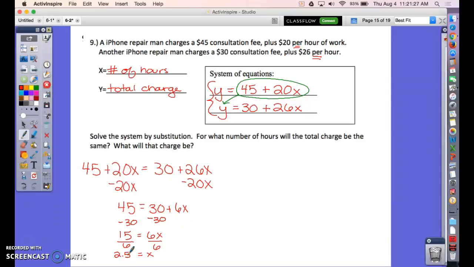6 goes into 15 twice. That gets me up to 12. I have 3 sixths left, or half. So it's 2.5. Now I can plug that into one of my original equations. It doesn't matter which.